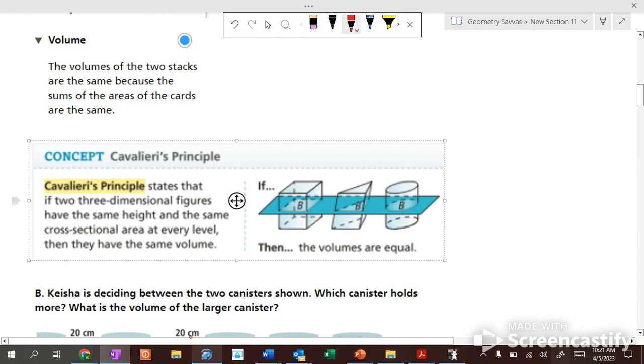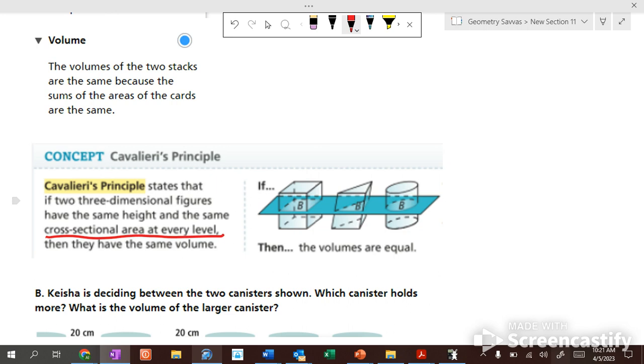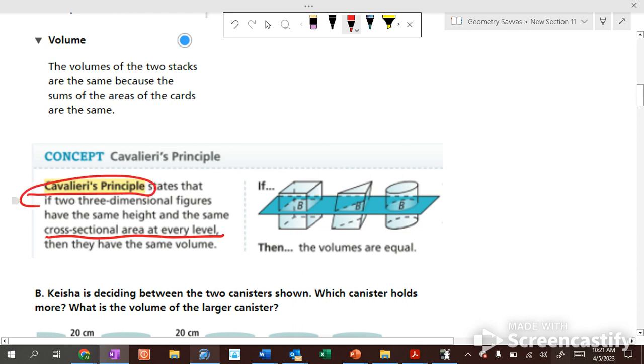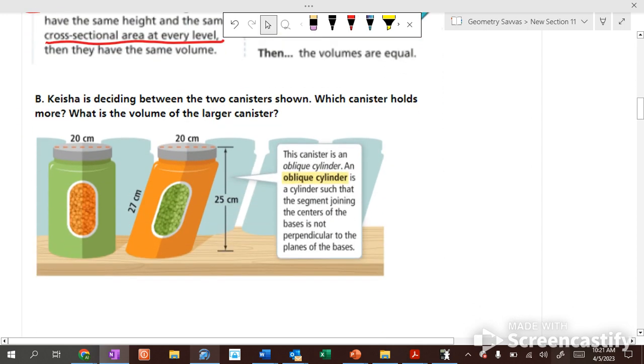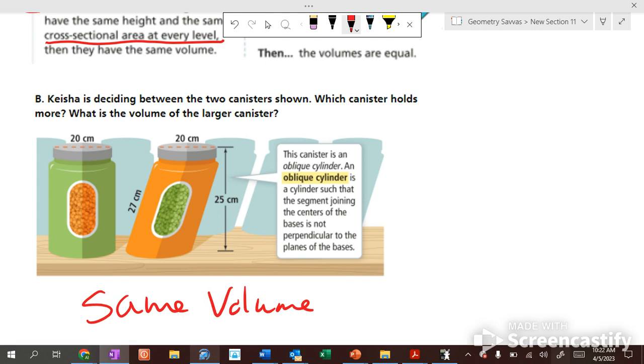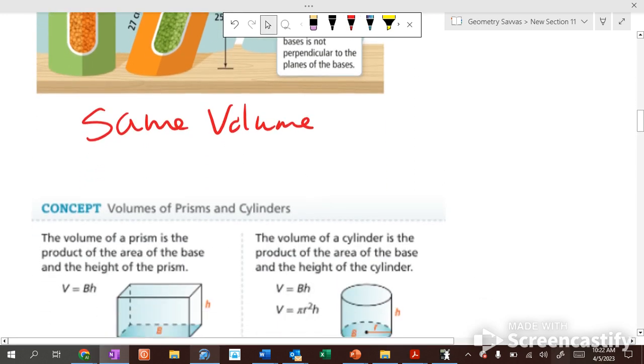So an oblique prism will have the same volume as a regular prism if they have the same height and the same cross-sectional area at every level. So the same base. If they have the same shape base at every level and they're the same height, by Cavalieri's principle, they'll be the same size. Okay? Might take a little more surface area to build it, but it's the same volume for each.